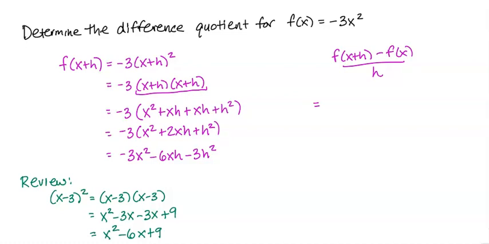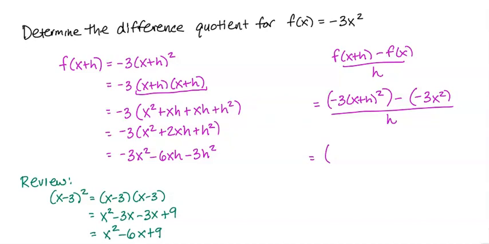So f of x plus h, we saw we started with negative 3 times x plus h squared. So that's our f of x plus h, minus f of x, that's our original function, negative 3x squared, all over h. So when a problem asks for it to be unsimplified or before simplifying, this is where we're starting with our difference quotient. But we just did the work to find that when we simplify our f of x plus h expression, we have negative 3x squared minus 6xh minus 3h squared minus our negative 3x squared, all over h.